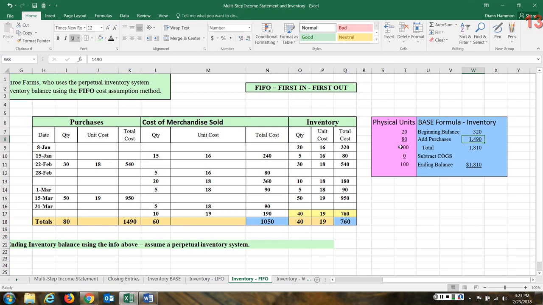So again, we need to account for the number of physical units and the dollar value. So then if you go to your cost of the goods sold, remember 60 items were sold. So I'm just going to put minus 60. Dollar value, go over again to the table. The cost of the goods sold was $1,050. And so now you'll see that our numbers do match up like they're supposed to. The total number still left in inventory, physical units are 40, and that's what we have. And the dollar value, $760. And that matches up to what we have in the table as well.